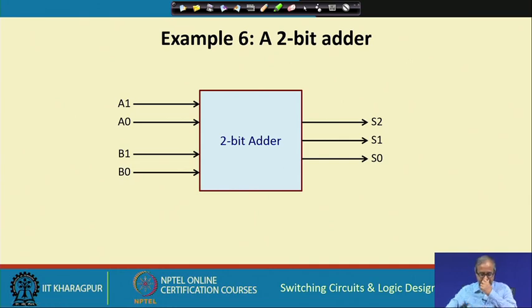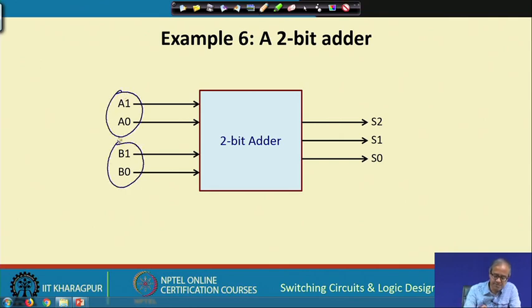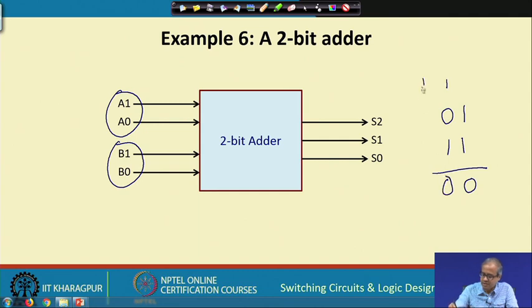Okay. Here, let us take a slightly bigger and a more realistic example. Suppose we are trying to design a 2-bit adder. So, how is this 2-bit adder? It takes 2 numbers, these numbers are 2 bits each, and adds them up. Let us say one of the number is 01 and the other number is 11. So, if I add them up, 1 plus 1 is 0 with a carry of 1, 0 plus 1 plus the carry is 0 with a carry of 1. So, the final carry out will be 1.